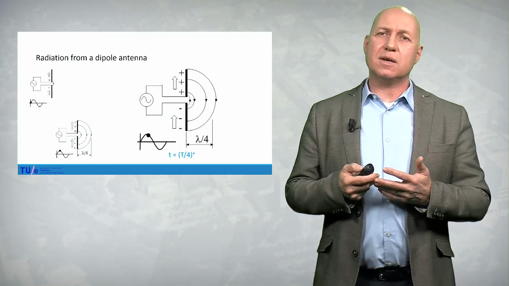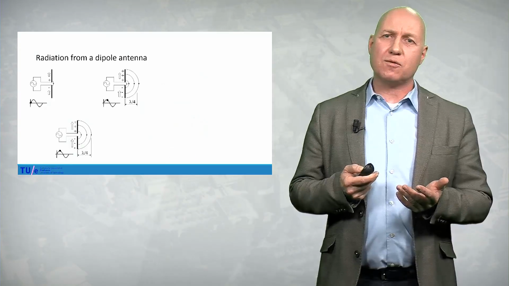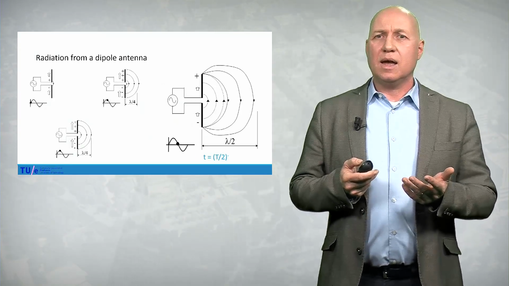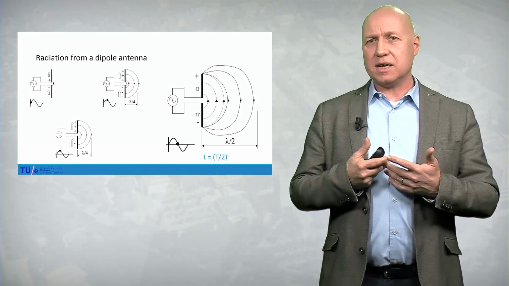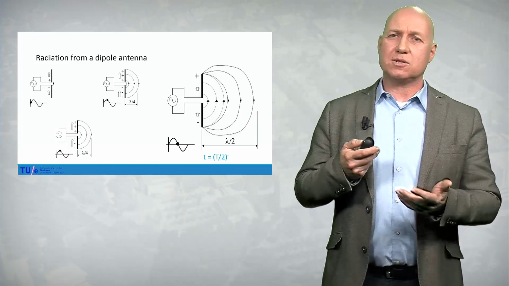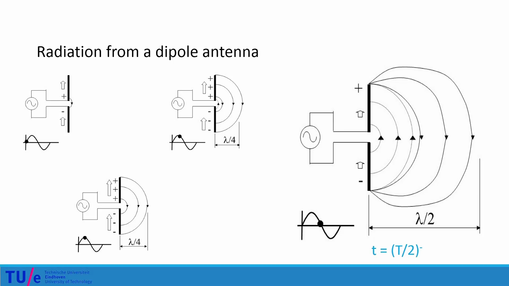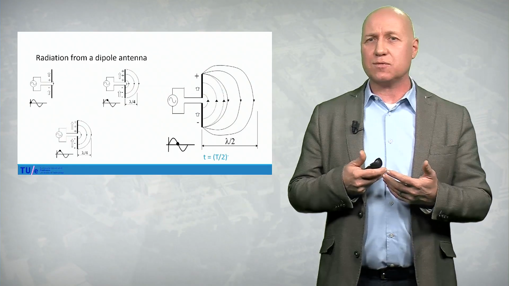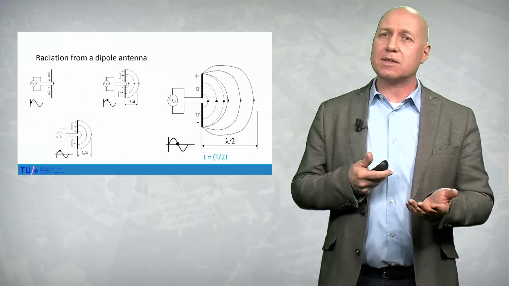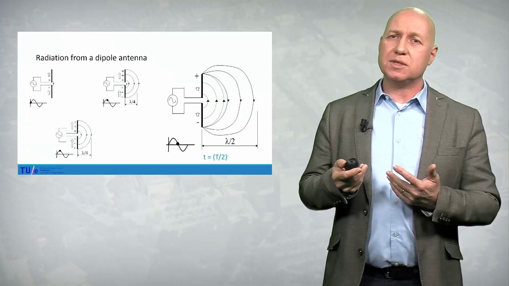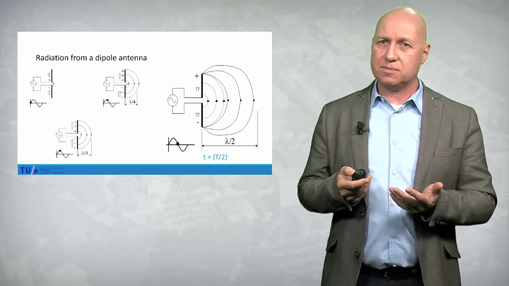Next we look at the time just before half a period. The charge has nearly gone to zero. The current is also nearly zero. The electric field lines concentrate on the tips of the conductor. The opposite directed field lines should also originate from the two tips, but for clarity I've drawn them in this way. The electric field lines have extended to a distance of half a wavelength.